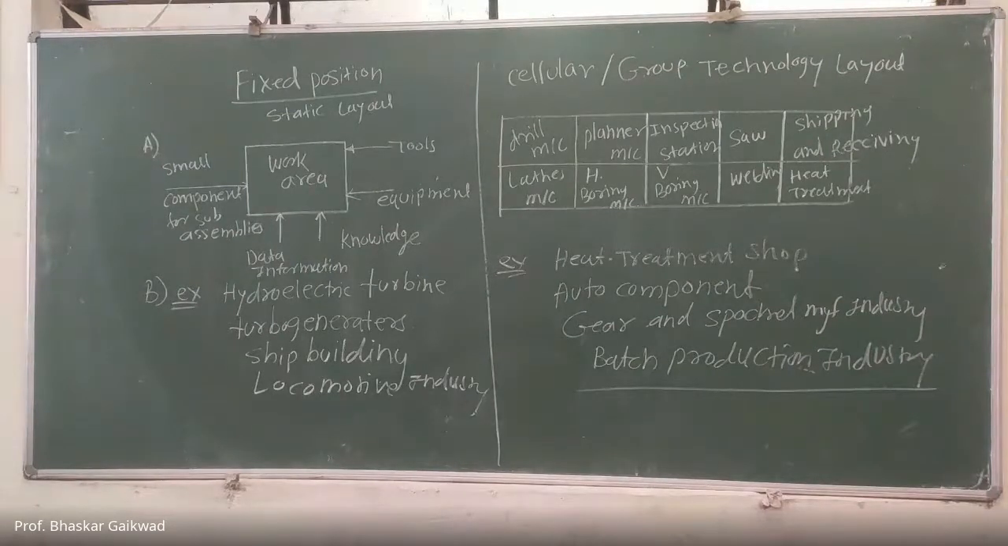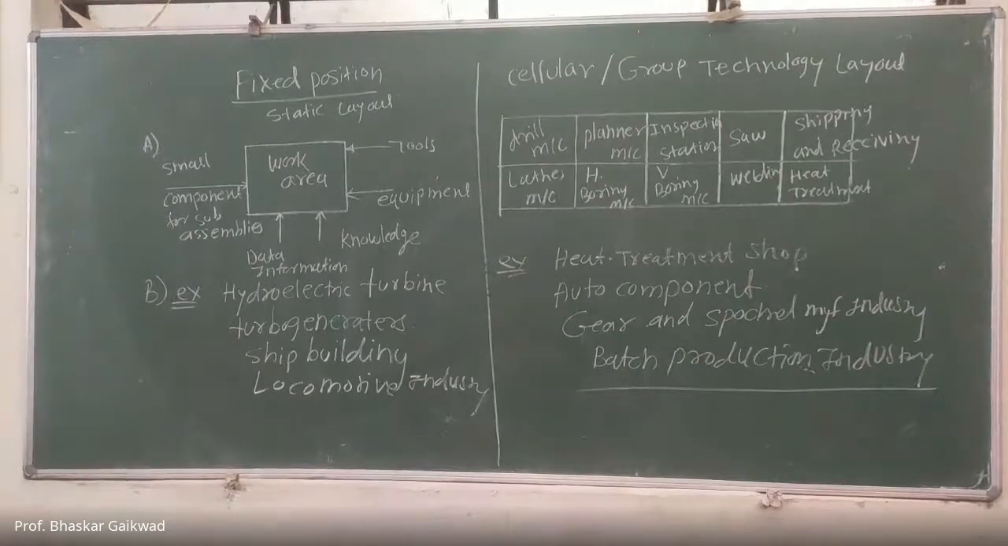Now, after this, we go for advantages and disadvantages, point number C. But before that, any query related to this difference? Very simple. You have to remember the examples. This is very useful from the examination and orals point of view: where we can use which type of layout. Of course, whenever mass production is there, we can use product layout. Whenever batch production is there, we can use process layout. At the same time, group technology and fixed position are used when a big component is there.